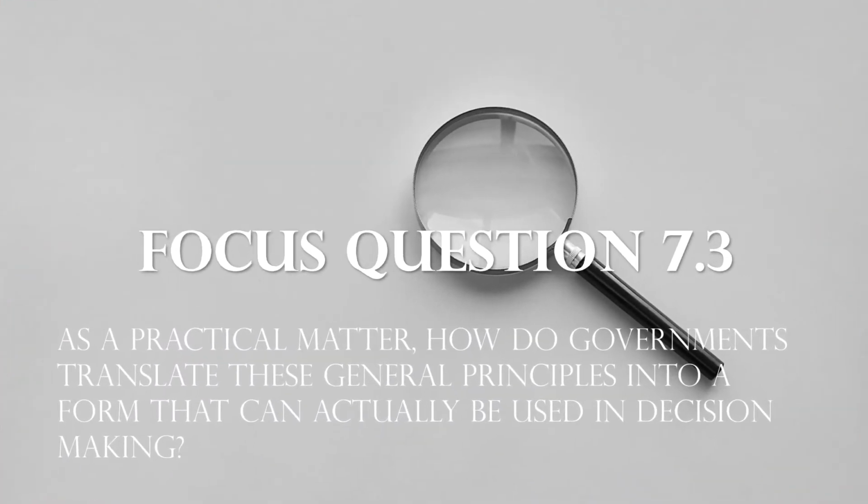As a practical matter, how do governments translate these general principles into a form that can actually be used in decision making? This is focus question 7.3. So, one way that governments can do this is by implementing social choice. Okay, the theory of social choice. Here it says social choice in theory. Okay, but there is actually a theory of social choice.